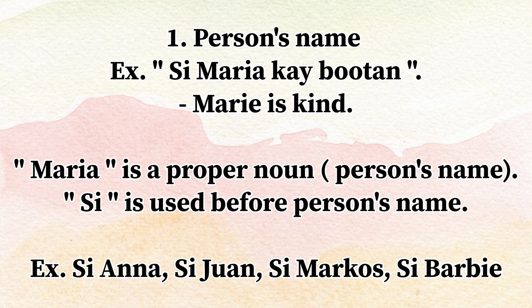Person's name. Example, Si Maria kay buutan. Maria is kind. Maria is a proper noun, a person's name. Si is used before a person's name. Other examples: Si Ana, Si Juan, Si Marcos, Si Barbie.